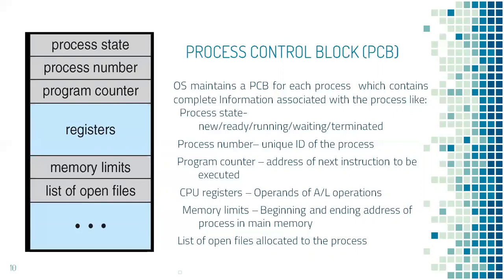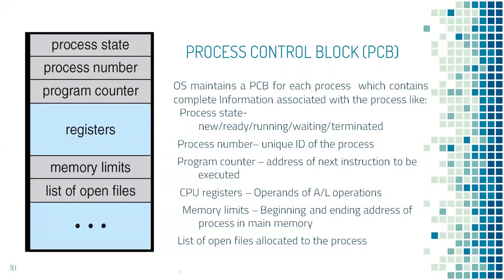The process number is nothing but the unique ID of the process. Every process will have a unique process ID given by the operating system. The program counter is the address of next instruction of this process which has to be executed on the CPU. So the program counter value keeps updating to the next instruction. After each instruction completes its execution, automatically the next address will be generated and put in the program counter.